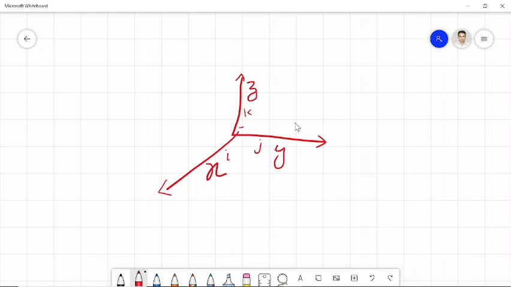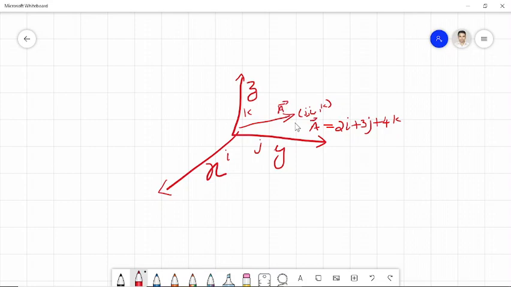Okay, well, when we express a vector, we represent it in terms of i, j, k unit vectors. For example, we represent 2i plus 3j plus 4k. We can represent a vector a.